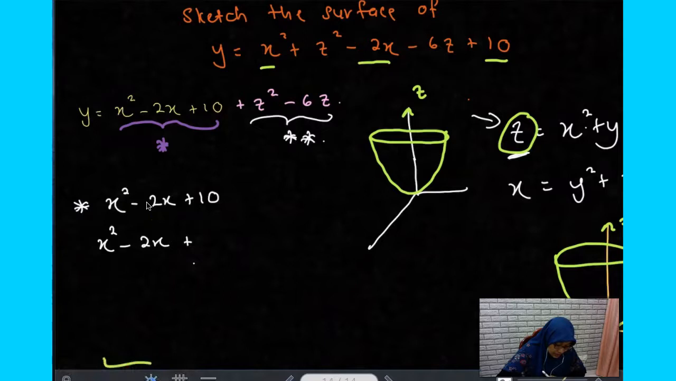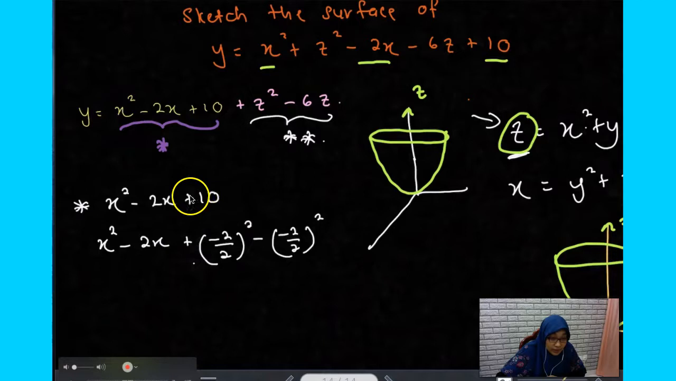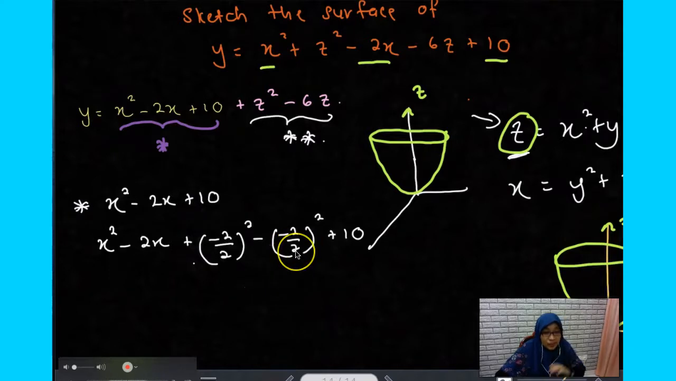So plus minus 2 divided by 2 squared, minus negative 2 over 2 squared. And then I put the plus 10. So this is the step, okay, because I don't memorize. I don't like to use a lot of storage in my head. So I just remember the step, okay, because the idea is this one becomes 0.